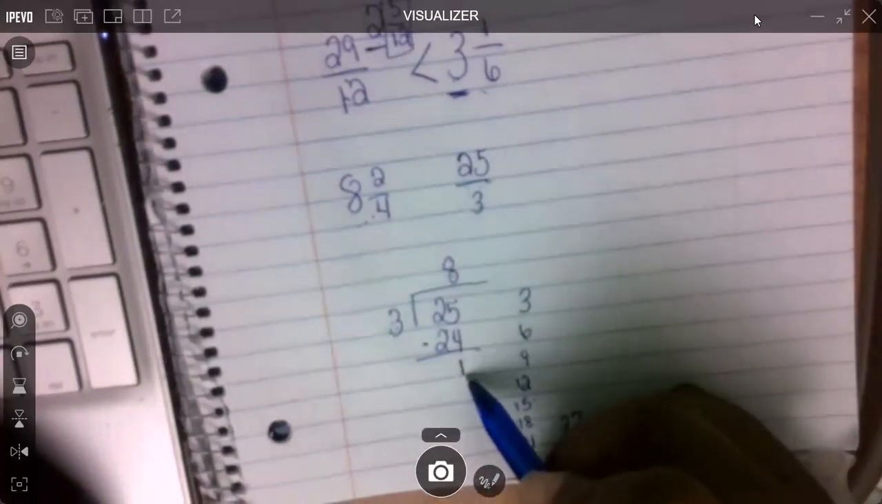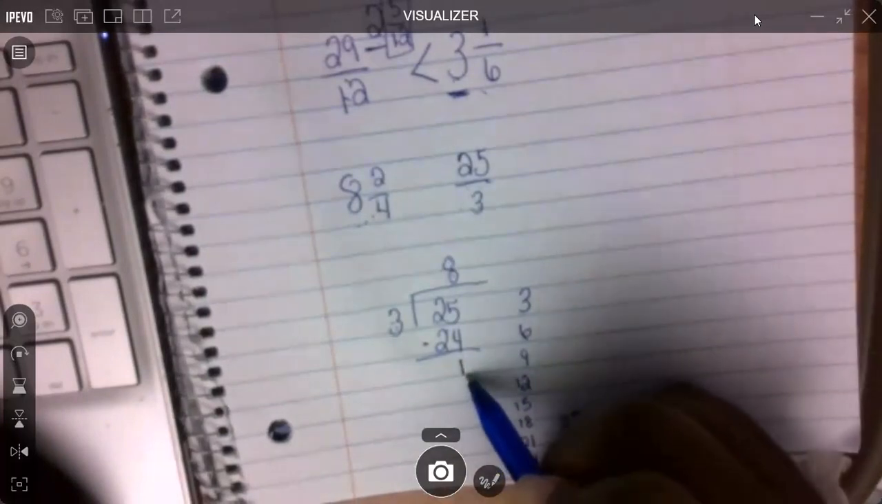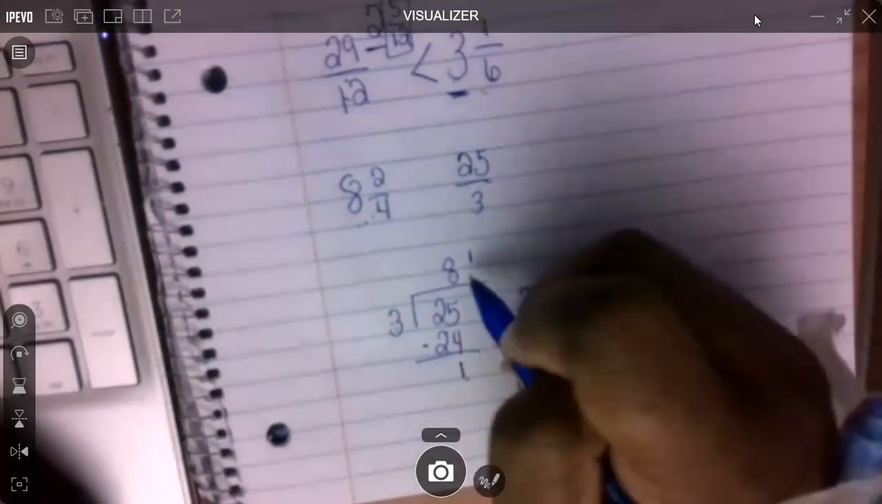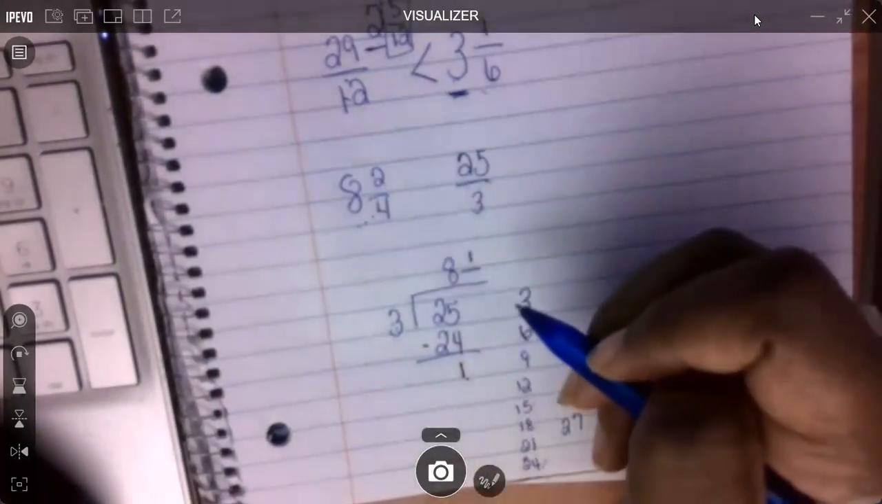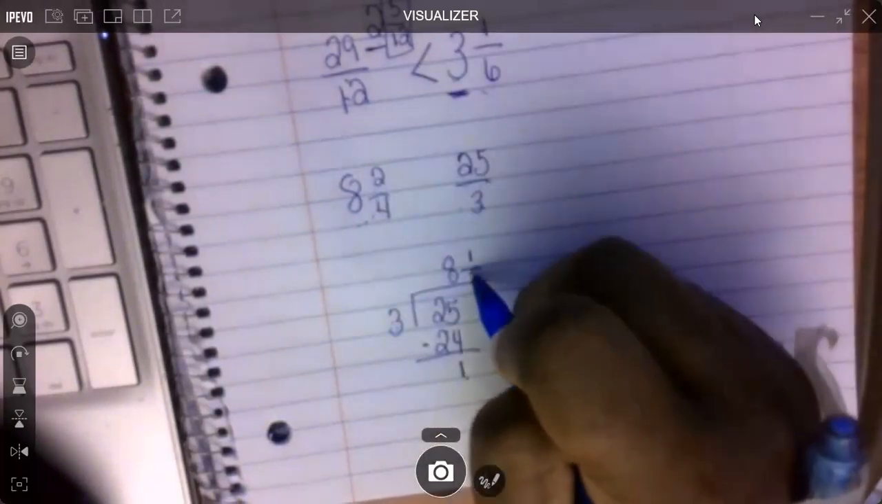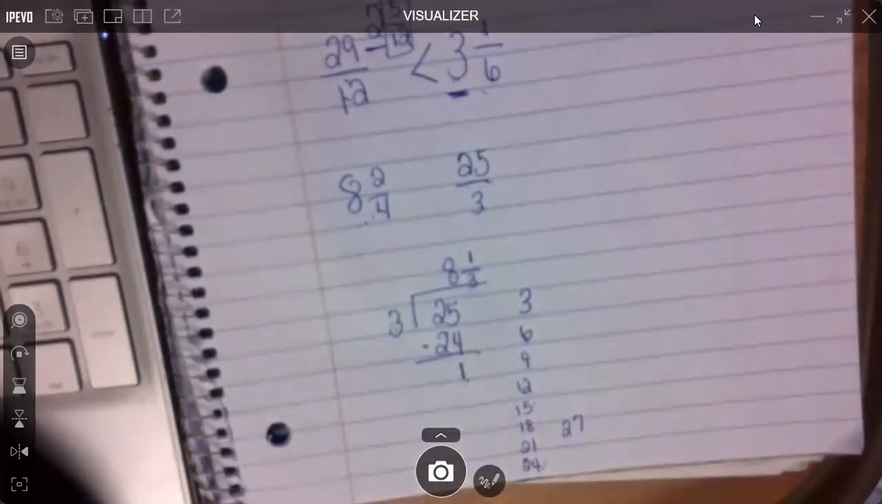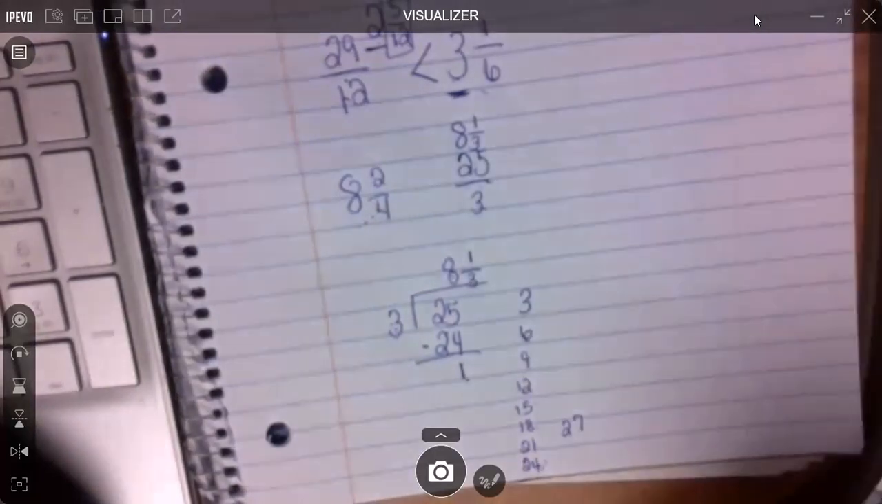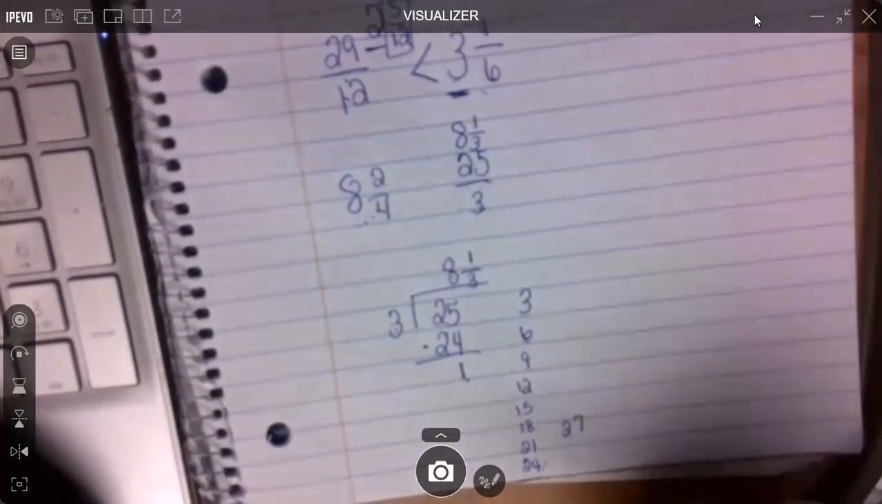I can't leave this down as a remainder. I have to make it into a fraction because I need a mixed number. So my remainder is going to become my numerator, which is my top number. My denominator has to stay the same. I can't change it. So it's still going to be my 3, which is my divisor. So instead of 25 thirds, above it, we're going to write 8 1/3. Because that's what 25 thirds equal.